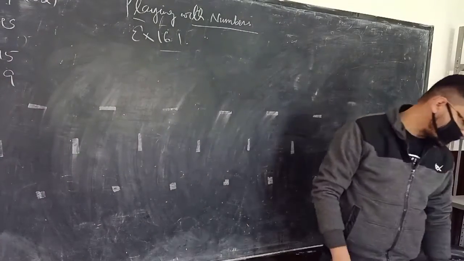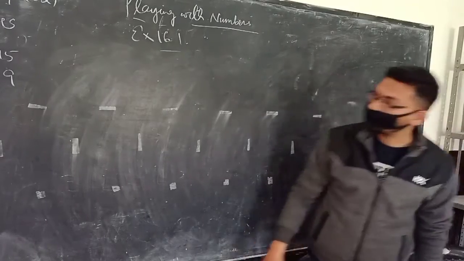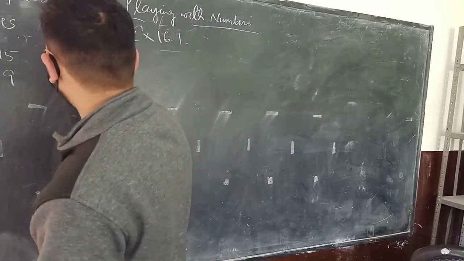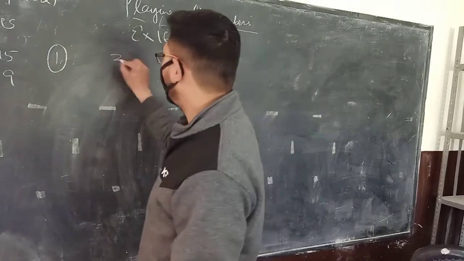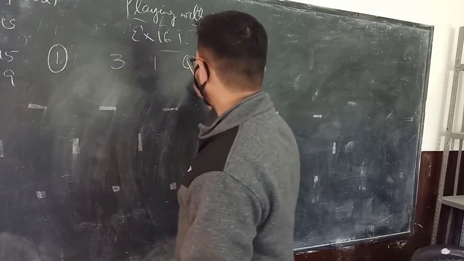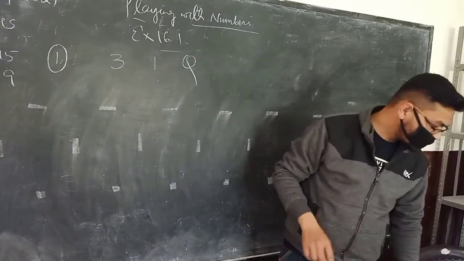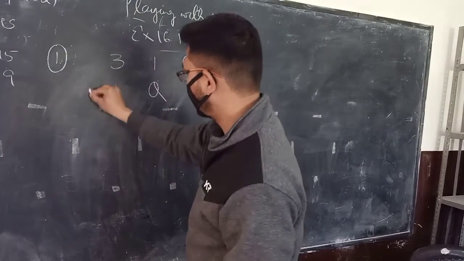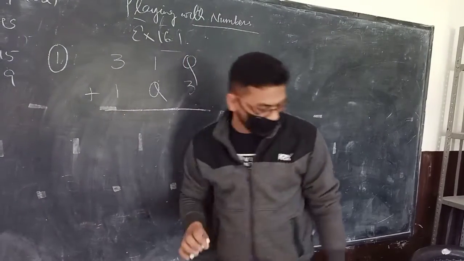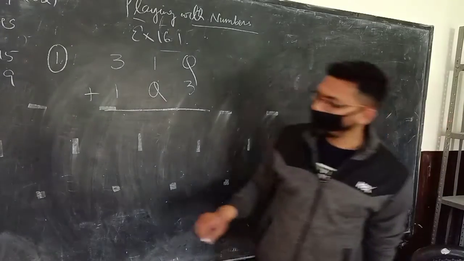Okay, now the first example is: find Q in the addition. Example 1. 3 1 Q plus 1 Q 3. You just need to add these values and you will get 501.